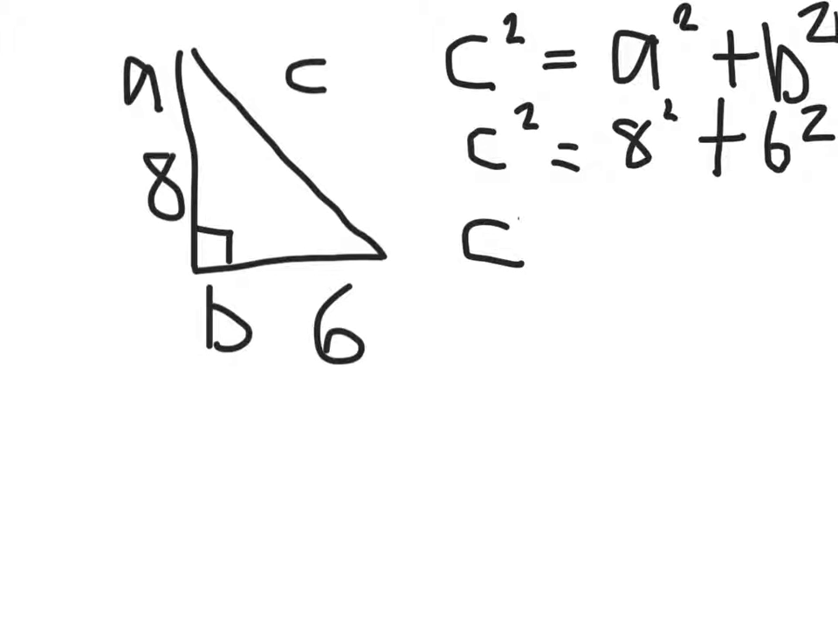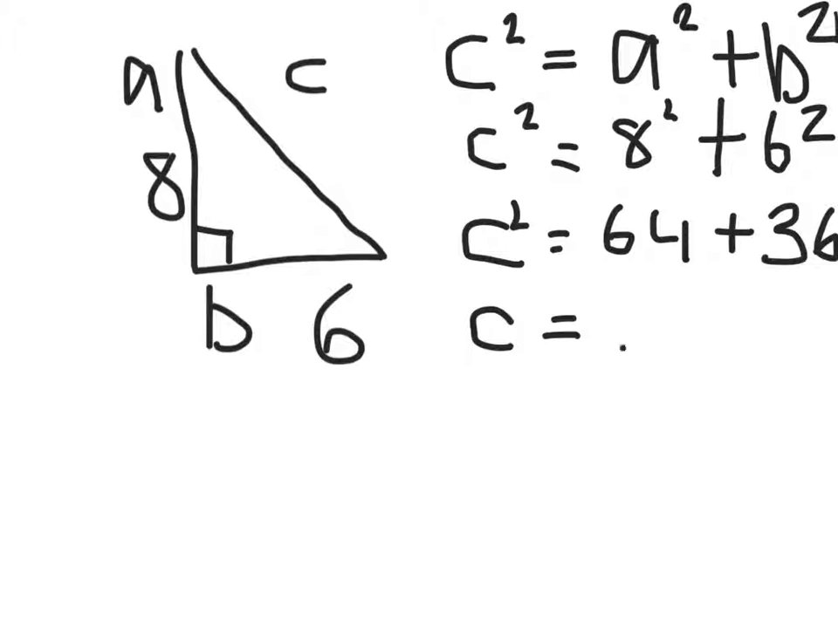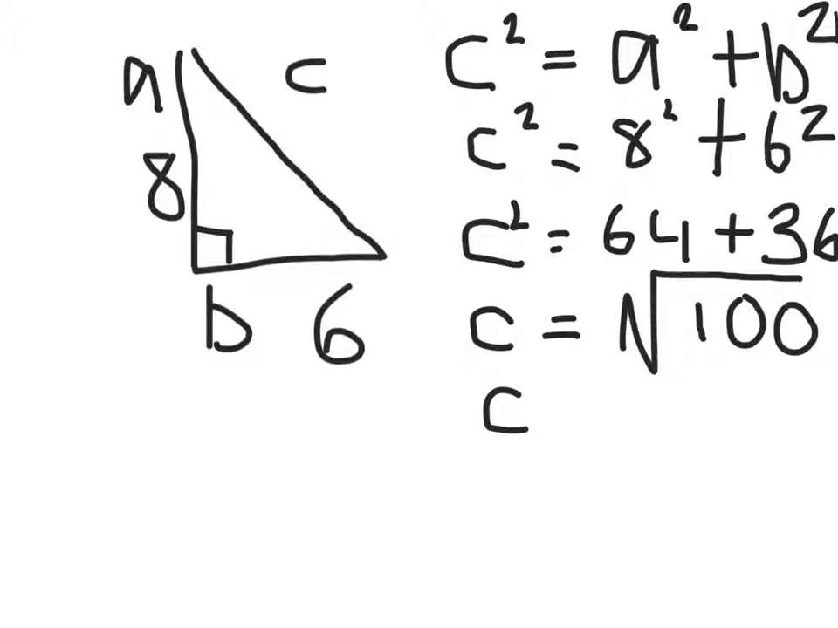Our next line is just doing our times. So 8 squared, 8 times 8 is 64, plus 6 squared, 6 sixes are 36. And then on this line, we are finding the square root of the sum of those two numbers, which is 100. And C is equal to 10.